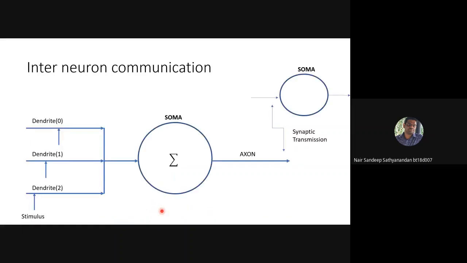So now how does the interneuron communication happen? Multiple inputs from the dendrites are summed at the soma, at the axon hillock, and then an action potential is generated, which is transmitted across the axon, and it will connect to the dendrite of another neuron via the synaptic junction. And this information is passed on further. And in a network of neurons, the communication happens in a similar manner.